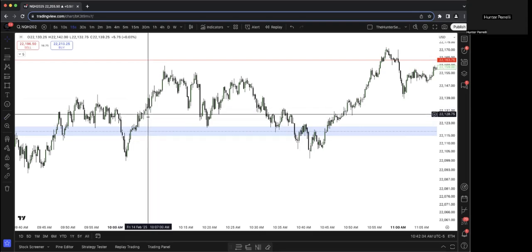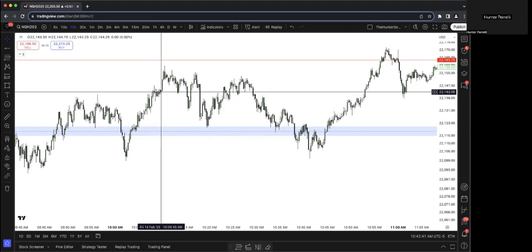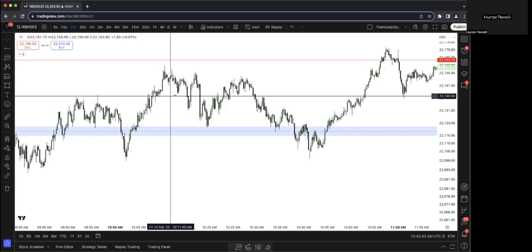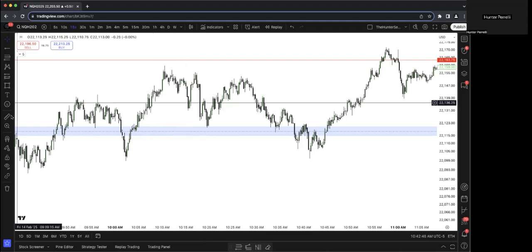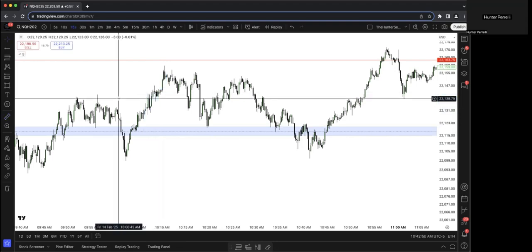In here, did price overtake it? No. New down close candle. Did price overtake it, or did it trade above it? Yes. Did it overtake it? No. So you would have gotten stopped out right about here. So regardless, you still could have gotten a nice 25 handle run.